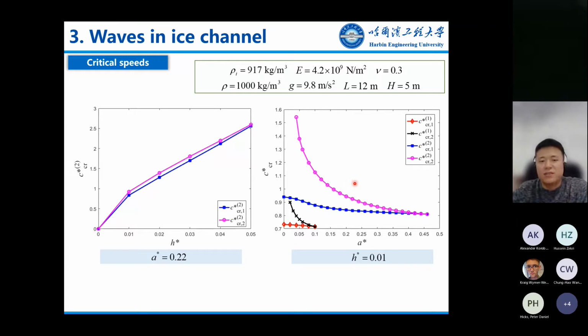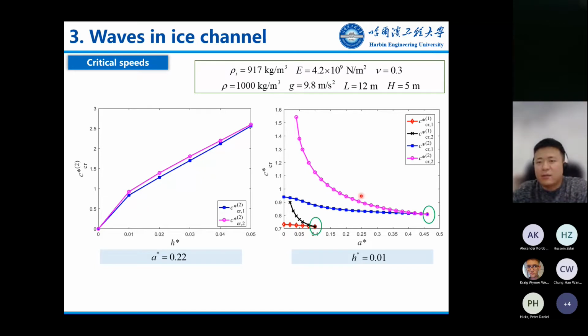For the case of ice thickness being 5 centimeters, the critical speed of the first and the second mode vary with the width of the open water lid, shown here. We can find that the second critical speed of each mode will appear only when the width of the open water lid is greater than a certain value. But the second critical speed of each mode will merge with the corresponding first critical speed when the width of the open water lid is smaller than a certain value.